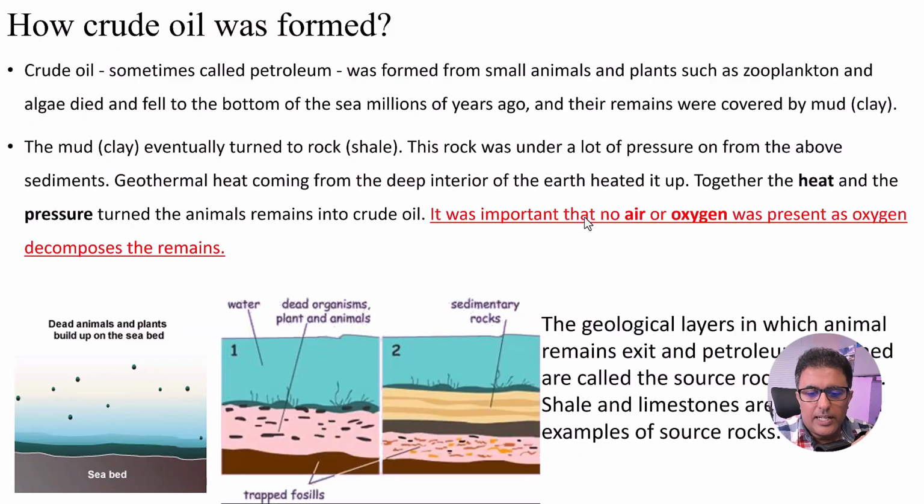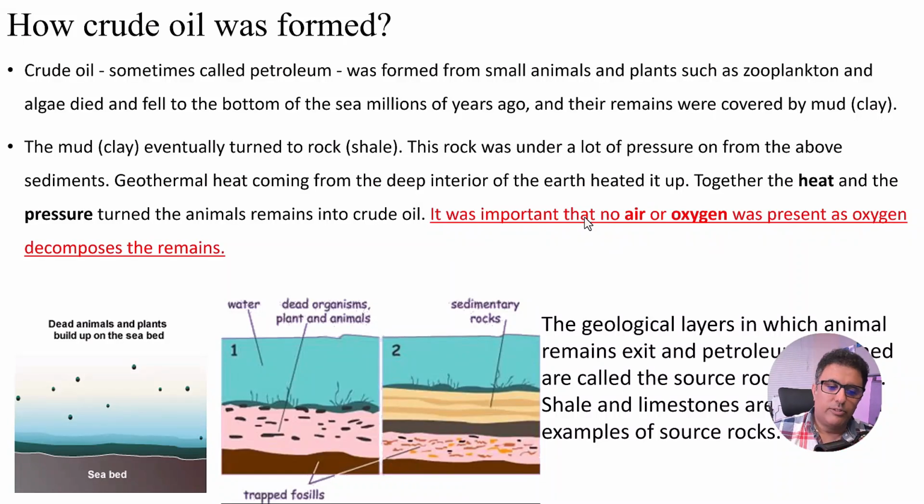Now let's go over how oil and gas are formed. It's a very long process. Millions of years ago, small marine animals such as zooplankton died, and their bodies fell down over the seabed, and were covered with a layer of mud. So we have a layer of mud that has a lot of organic material.